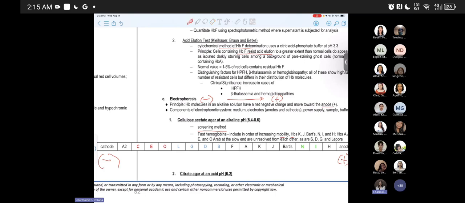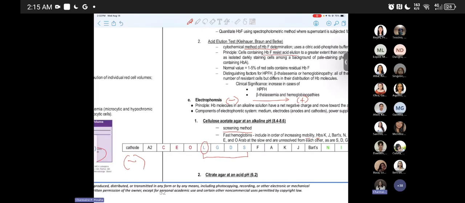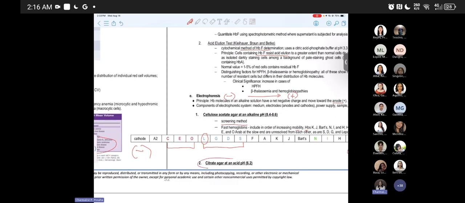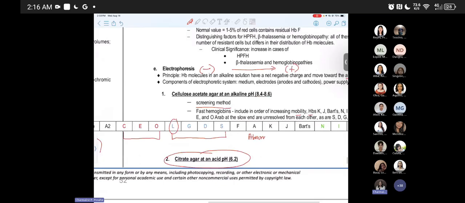Plus, sila yung magkakasama. Sa cellulose acetate agar, ang magkakadikit sa electrophoresis is si S, D, G, L. Ang palatandaan ko nga dyan is Sara D. Geronimo. Hindi ko na tinatandaan tong L. Ang next na magkakasama sa electrophoretic mobility is yung C, E, O. So how can we differentiate SDG and CEO? Gagamit tayo ng citrate agar at an acid pH of 6.2. Ulit ha, ang abnormal hemoglobins na nakikita sa cellulose acetate agar na magkakatabi or same mobility is SDG, tsaka CEO.